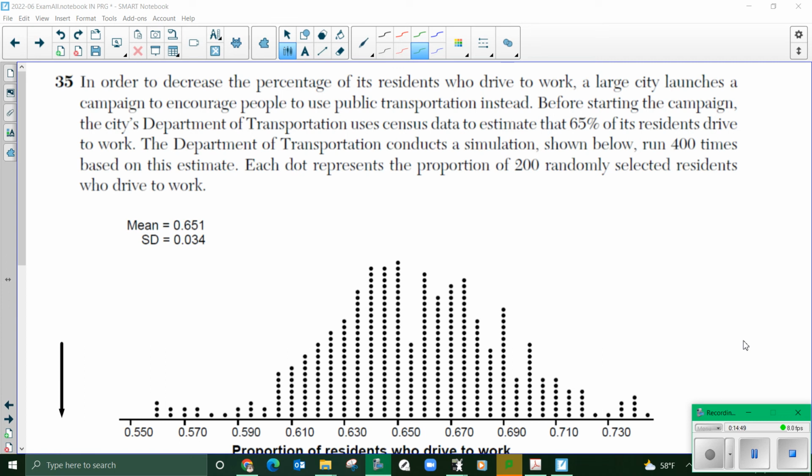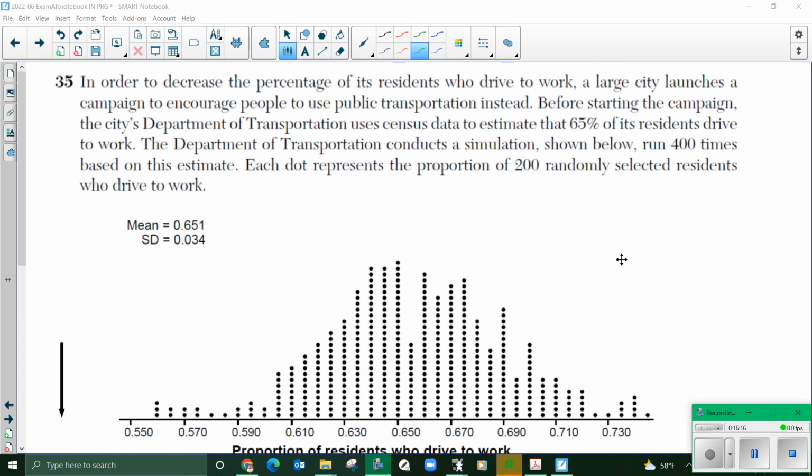In order to decrease the percentage of its residents who drive to work, a large city launches a campaign to encourage people to use public transportation instead. Before starting the campaign, the city's Department of Transportation uses census data to estimate that 65% of its residents drive to work. The Department of Transportation conducts a simulation, shown below, run 400 times.